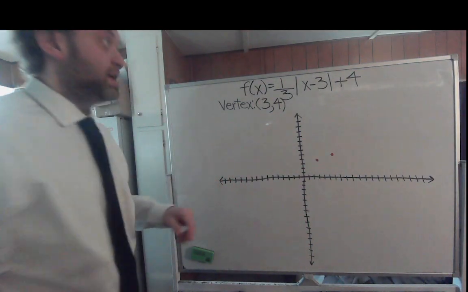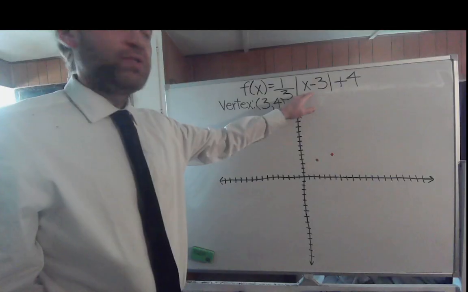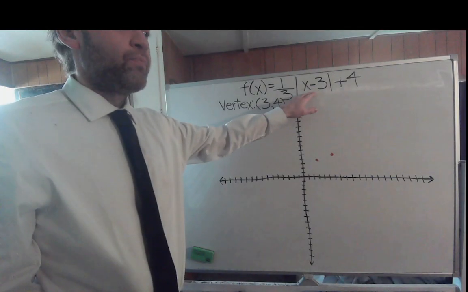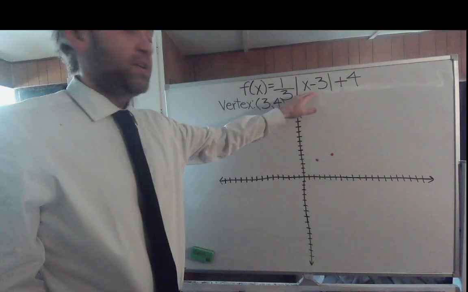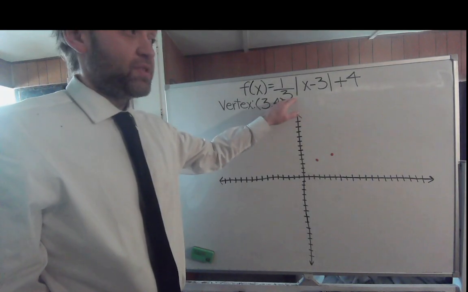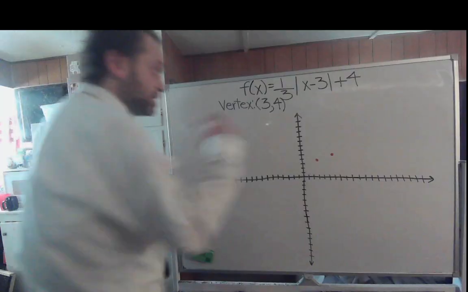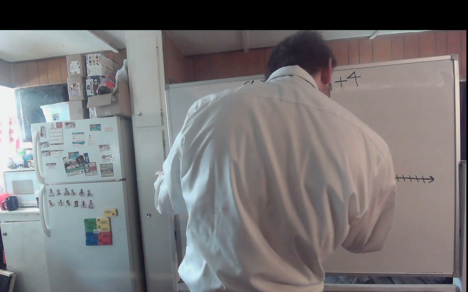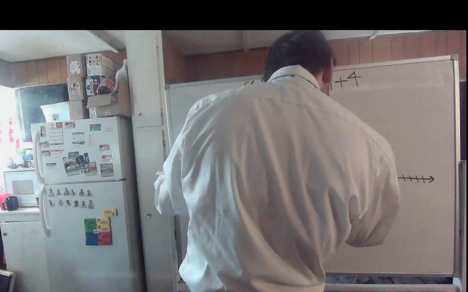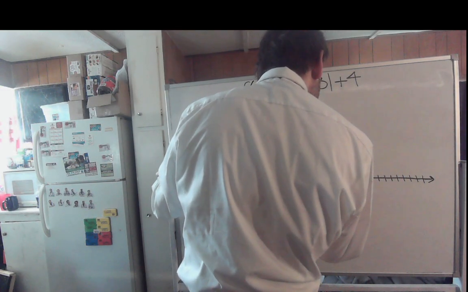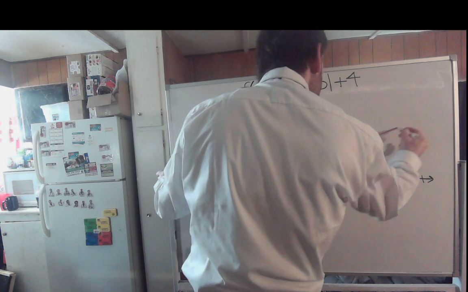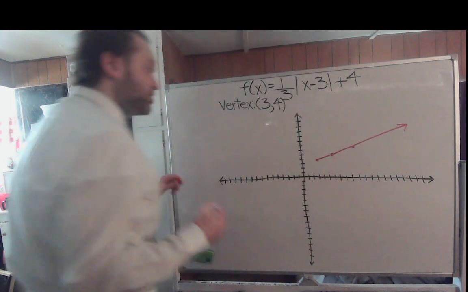Let's say I put in 9 for x. Well, 9 minus 3 is 6. What's the absolute value of 6? Well, that's 6 times a third, that's 2, plus 4 is 6. So I'd have the coordinate 9, 6. Let's graph this side of the absolute value function. All right.